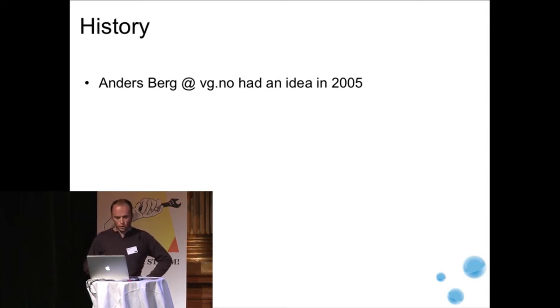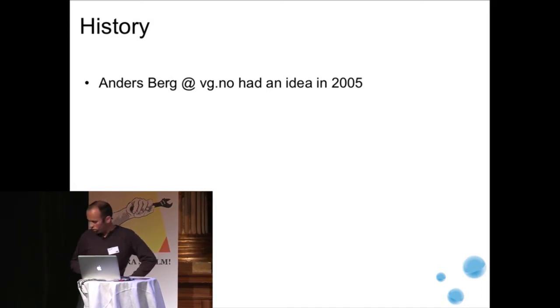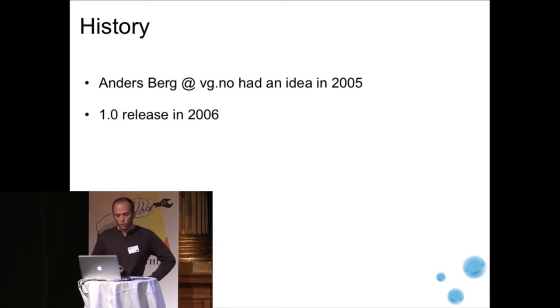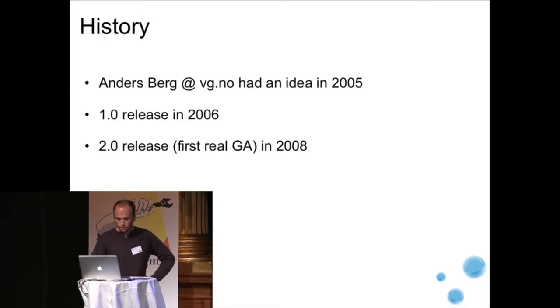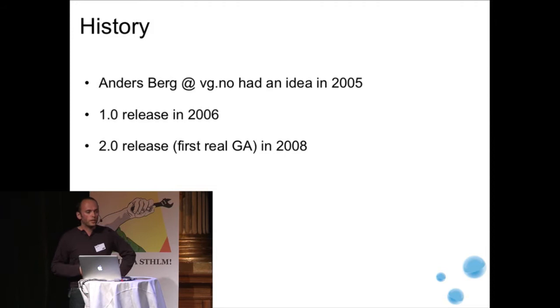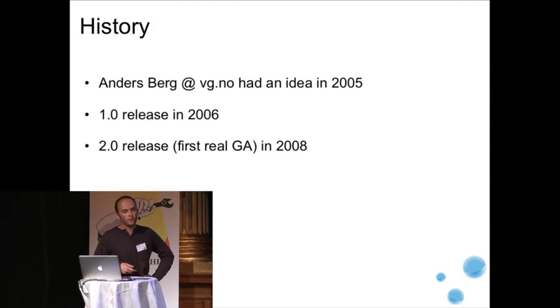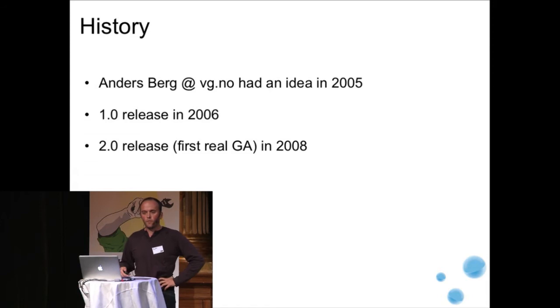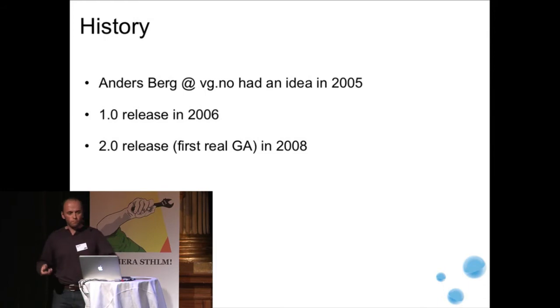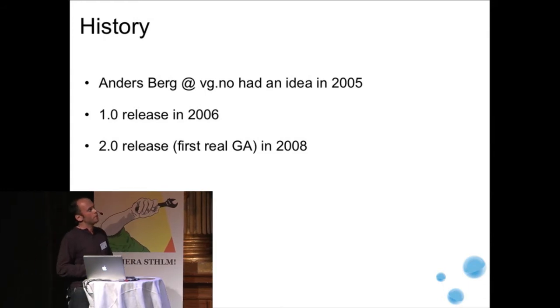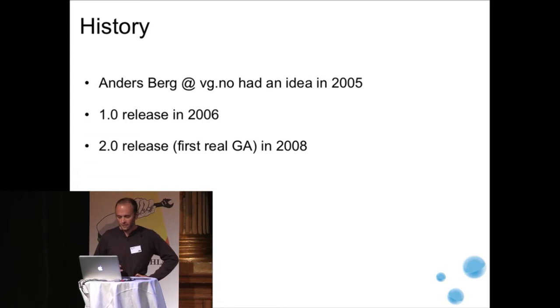And so Anders made contact with a couple of people, and the Varnish project was initiated. We had a 1.0 release in 2006, and then in 2008 we had the 2.0 release. This was the first release that we actually recommend that you run if your host name was different from vg.no. Usually it was very specifically written for VG. I know some brave souls actually managed to make it run on other sites as well.